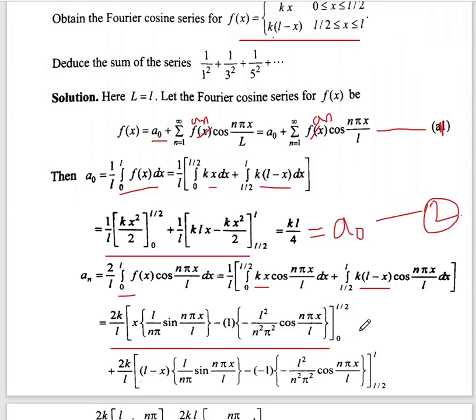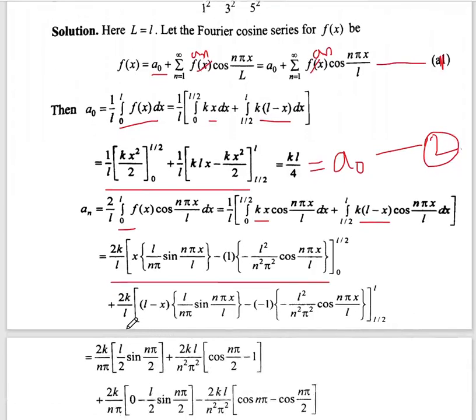So plus twice kl, multiplied by 1 by l, so twice k upon l. Again here we will use the u into v formula, first function into integration of second function minus derivative of first function into integration of second function, and the limit should be L by 2 to L. Here we will put the upper limit minus lower limit instead of x.